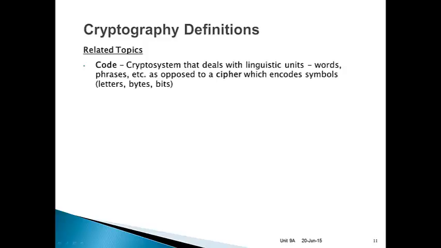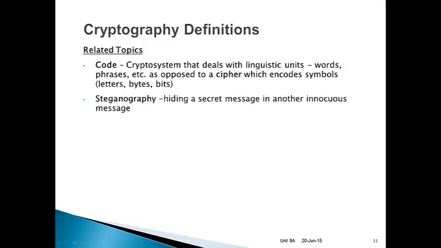Codes were used very frequently to make secret messages up until the era of cheap, ubiquitous computing. Diplomats in the Renaissance had code books where certain sensitive phrases were secretly translated into certain innocuous phrases. And they would use this for secret diplomatic messages that were conveyed to the home country, in the 14th, 15th, 16th century. So that's a code. A code deals with linguistic units. A cipher deals with symbols. And then you've got steganography, which is hiding a secret message in another innocuous message.